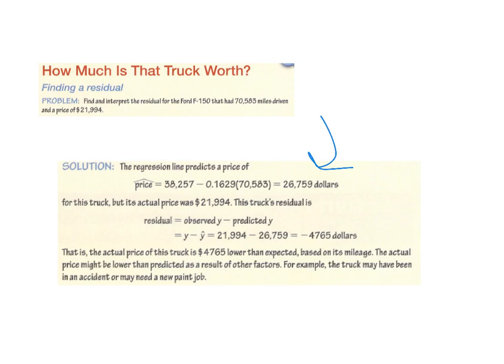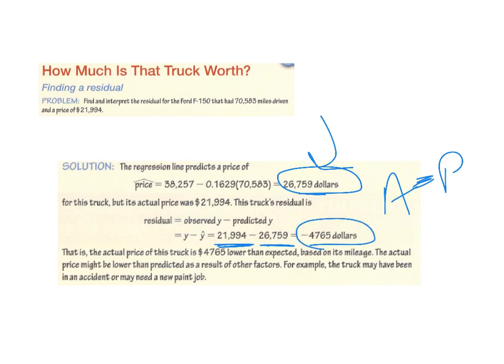Okay, the actual price was $21,994. I calculated my predicted price there. Remember, my order here is actual minus predicted, or AP. So I take my actual price, I subtract from the predicted price, and I get a negative $4,765.